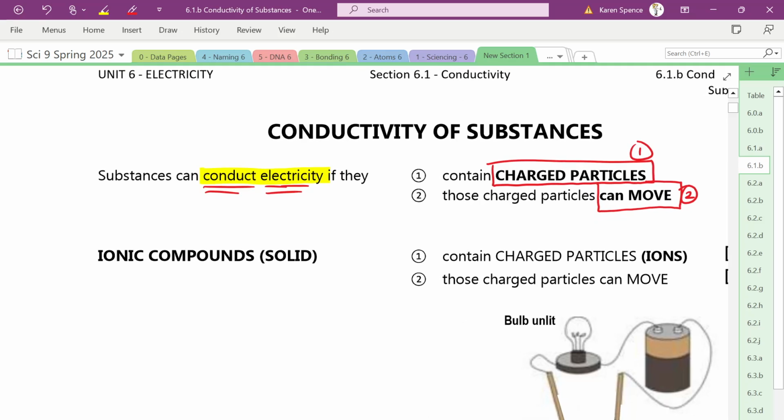So we're going to look at a solid ionic compound. And actually, let me see if I've got it here. Should be back in here somewhere. Yep, there it is. Do you see this lovely blue crystal? This lovely blue crystal is copper 2 sulfate.